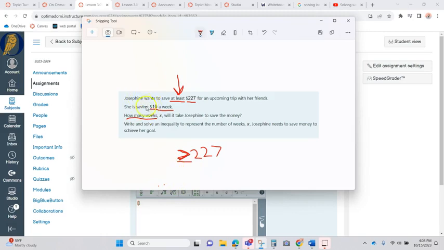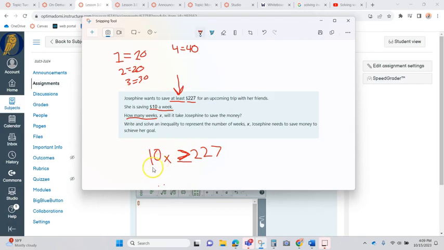Now let's look at this 10 right here. How many weeks will it take for Josephine to save money? So $10 each week. In 1 week, that's $10. 2 weeks is $20. 3 weeks is $30. 4 weeks is $40. So it looks like we are multiplying here. So 10 times x is greater than or equal to 227.